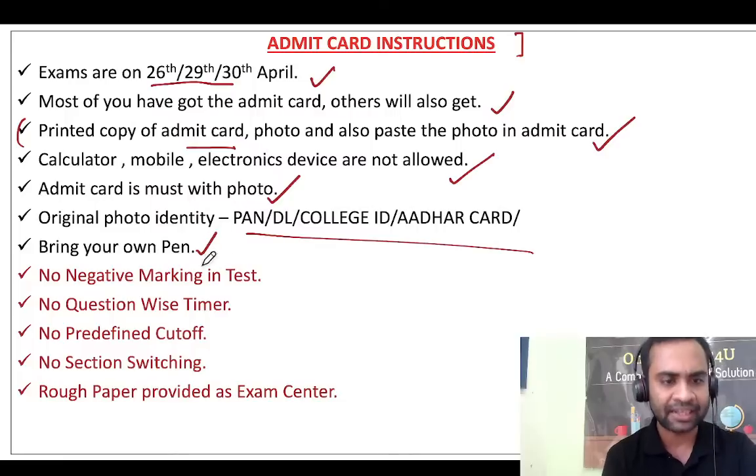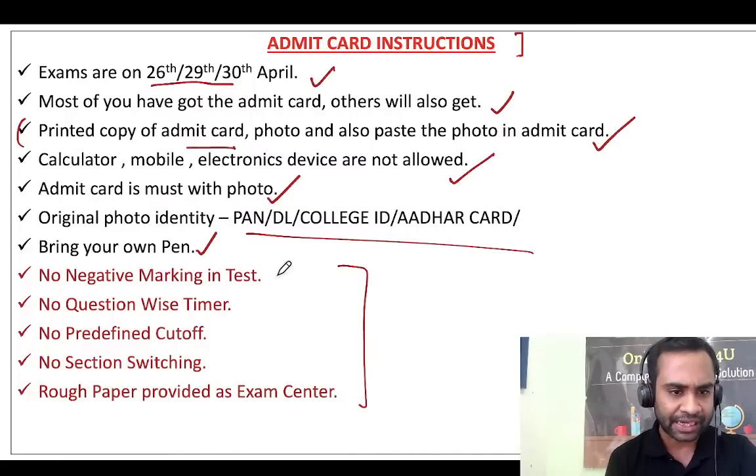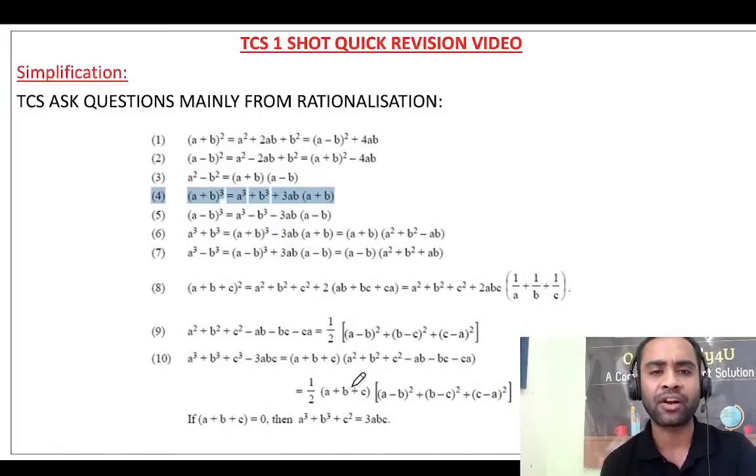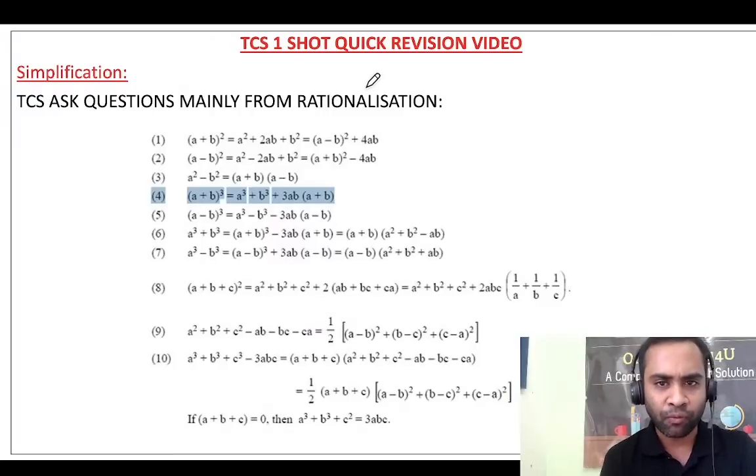Bring your own pen. A few things about the TCS NQT exam: no negative marking in the test, no question-wise timer, no predefined cutoff, no section switching, and rough paper is provided at the exam center. Now we will start with the TCS one shot quick revision video.